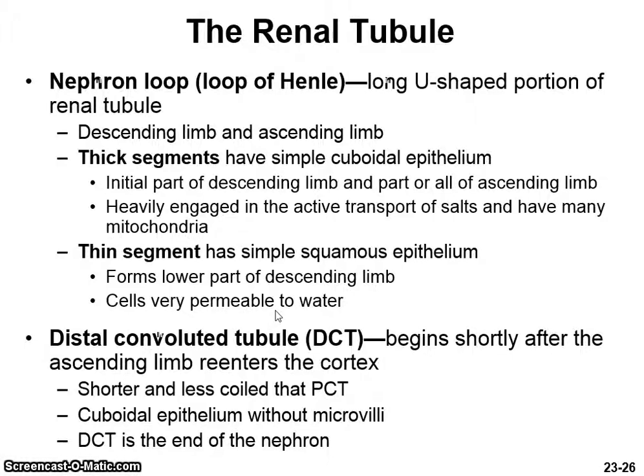And then we have the distal convoluted tubule, which begins shortly after the ascending limb re-enters the cortex. It is shorter and less coiled than the proximal convoluted tubule and has cuboidal epithelium without microvilli, because microvilli increase the surface area and we don't need it for the distal part. And we can also see why we don't need it there. So the distal convoluted tubule is the end of the nephron.